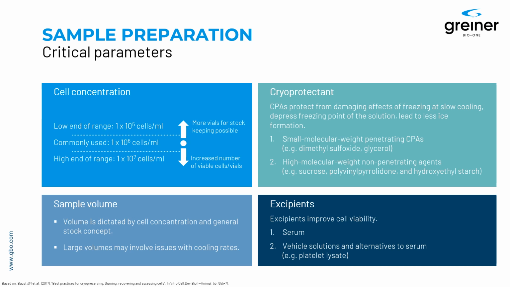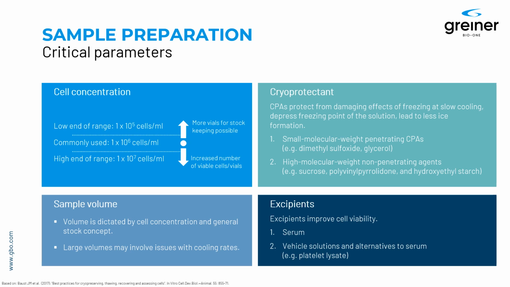If we now think about sample volume, it's getting a bit more complicated. There are a lot of factors influencing and leading to your final choice of a good sample volume. It may depend on intended cell concentrations and also your general stock concept. One recommendation we can, however, formulate is to think about a maximum size of a vial, because if you exceed a certain volume of sample which is frozen down, you may run into problems with cooling rates. In other words, large sample volumes are very hard to control in terms of cooling rate.